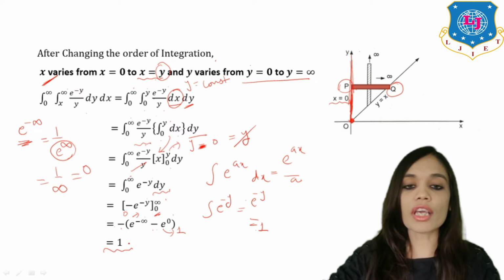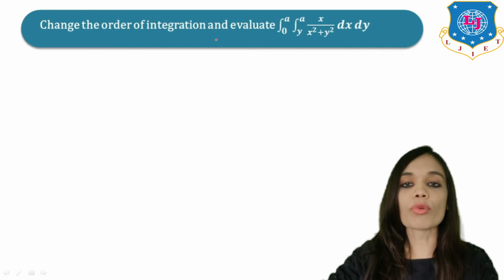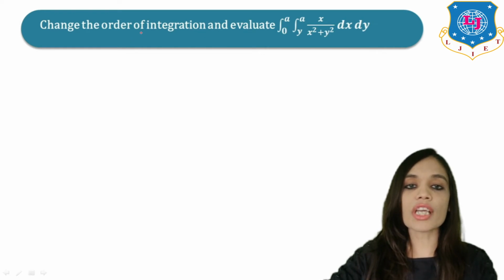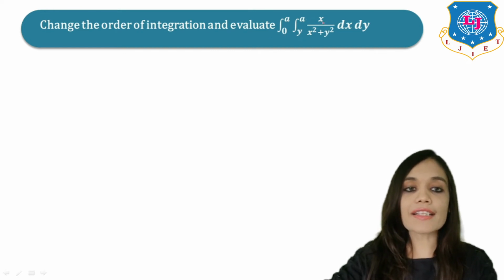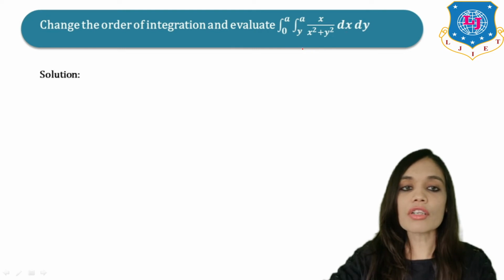Okay. Now let us solve one more sum. Here we have to change the order of integration and evaluate the double integration from 0 to a, y to a, x upon x square plus y square dx dy. Okay, so let us start with the solution.